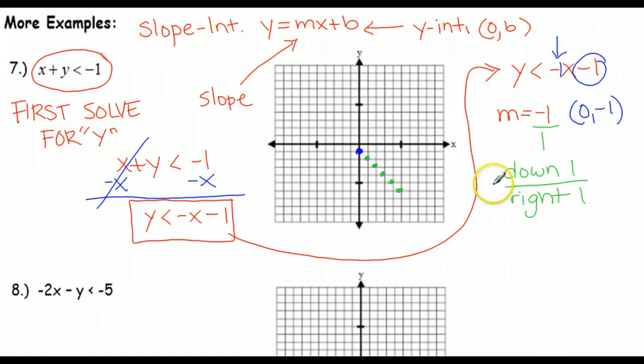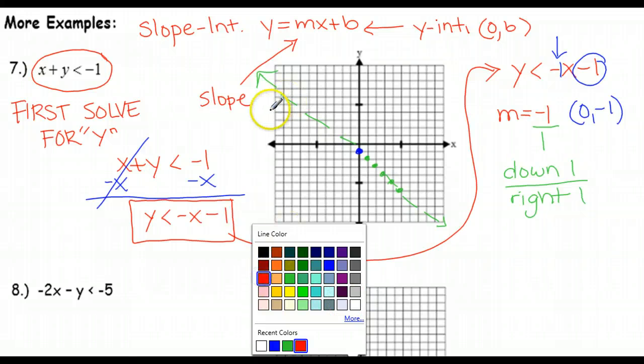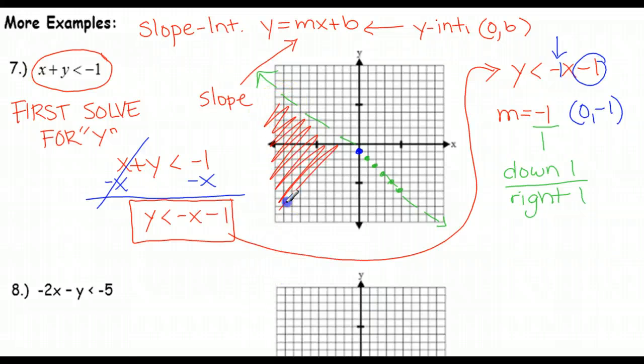And this is going to be a dashed line because we have a less than symbol. And the symbol is a less than symbol, which means we want to shade values below our line. So if we shade below our line, that is this region over here.